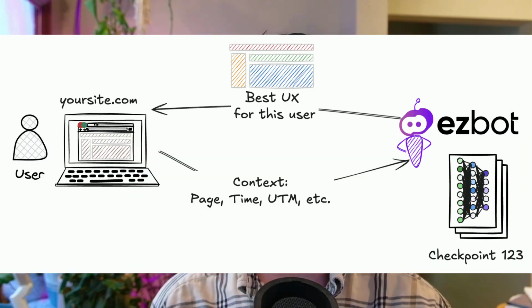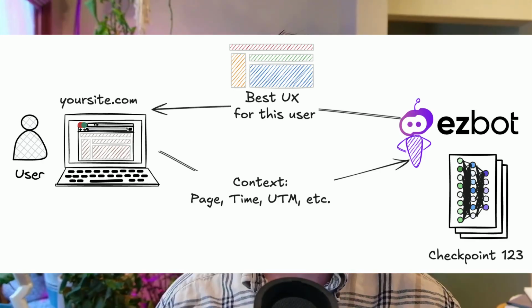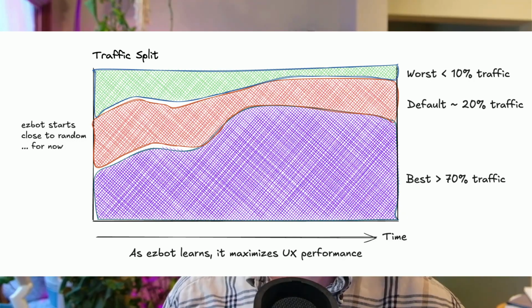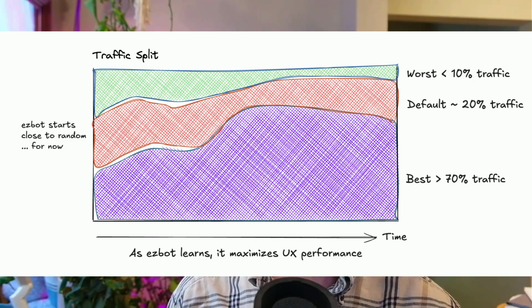Now that we have a model checkpoint that can take a user context and predict the best actions, how do we turn that into a prediction server? Number one, before we have a model ready, Ezbot has to serve data randomly. After that random serving, when we train the first checkpoint, from then on, everything is predicted. So Ezbot's traffic is going to start off random, but rapidly, as it gets new checkpoints and collects new data, its performance is going to improve.